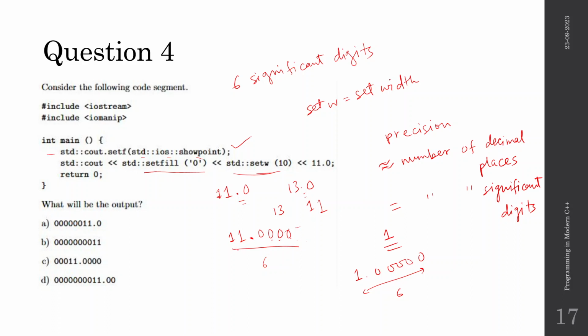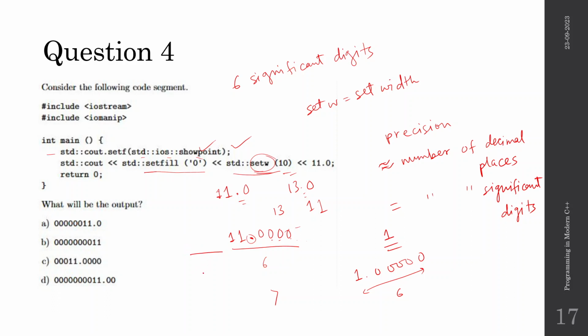So in this case, because of the showpoint, this 11.0000 will be printed. So that will be a total of 7 characters because of the decimal point. Okay, 6 characters because of the numbers and 1 character because of the decimal point. So there will be 7 characters, and the remaining 3 characters will have to be filled with something else. Okay, because in this setw we have defined the minimum width to be 10, right? So the rest of the characters will have to be filled in somehow.